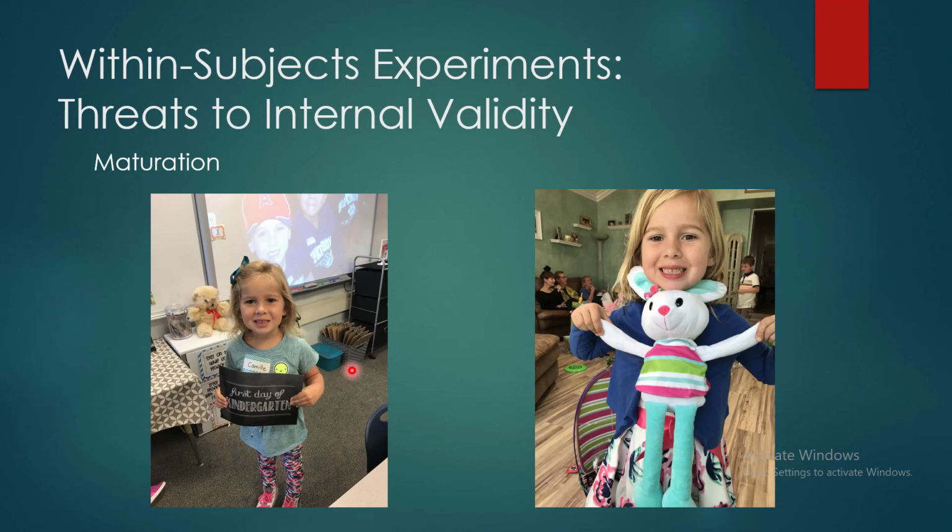And by the way, this is my daughter Cammie. And so during that time, that 5 to 6 year old range, at some point reading just clicks with kids. And so was it really the breakfast that improved the reading scores, or was it just maturation or age?